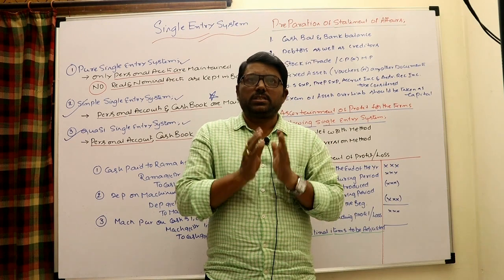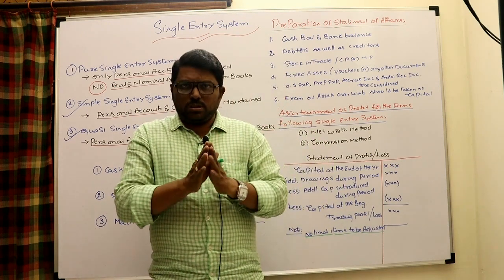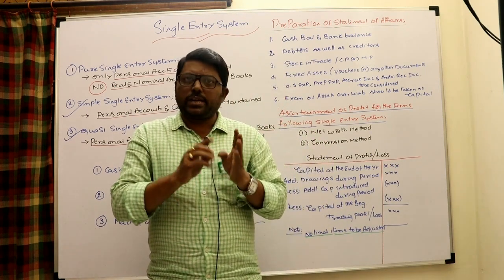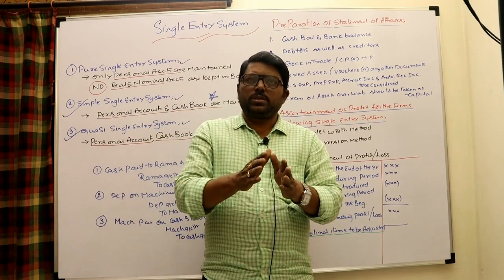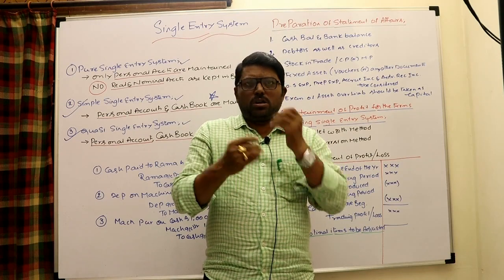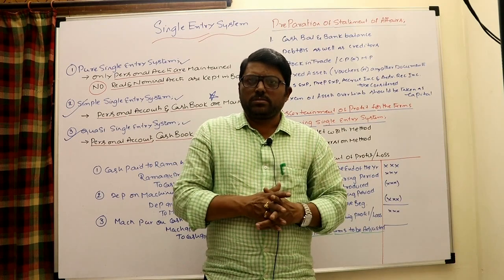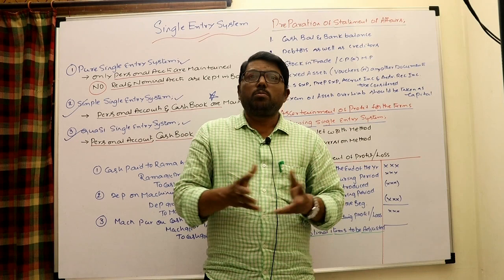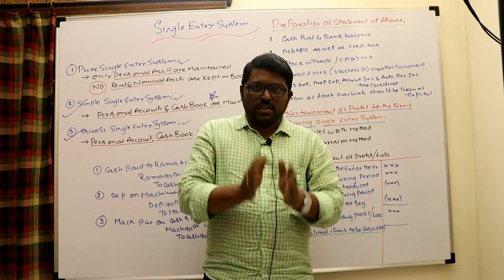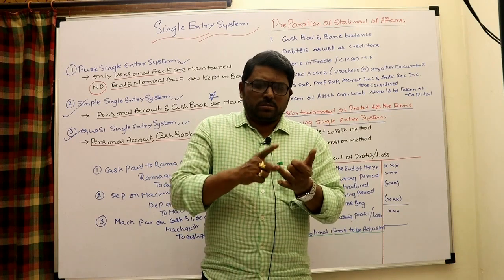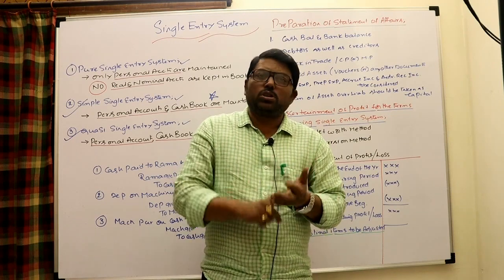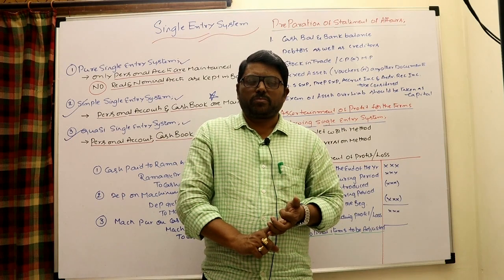I repeat once again, in the single entry pattern, throughout the year you maintain only the cash book and personal accounts, nothing else. Except cash book and personal accounts, no nominal, no real accounts, nothing. How can profit be known at the end? By the single entry system, only by the capital comparison method, which is called the net worth method, which is also called the statement of affairs method.